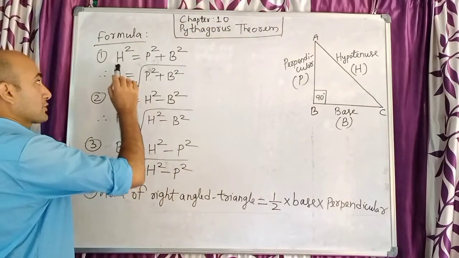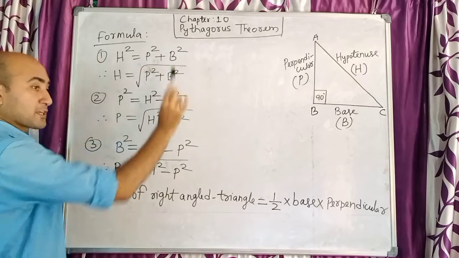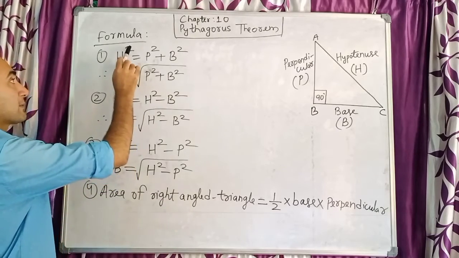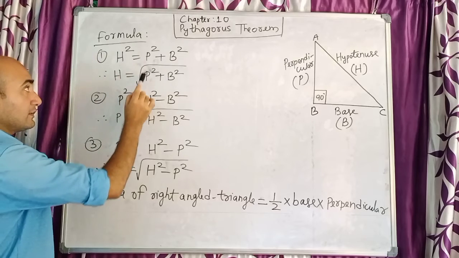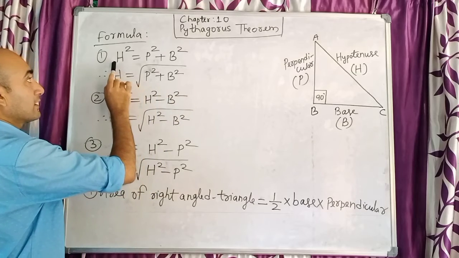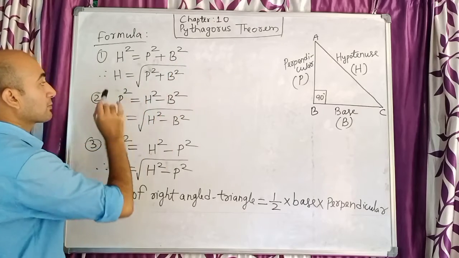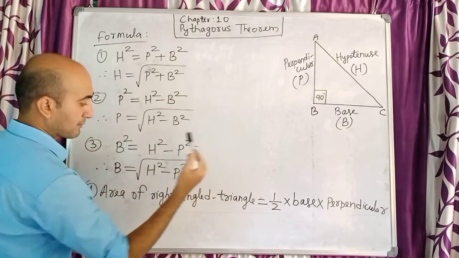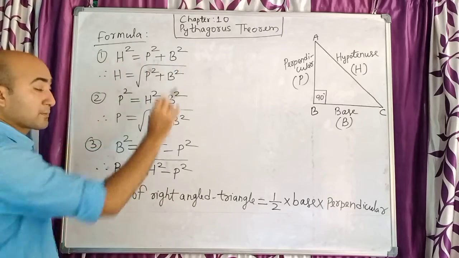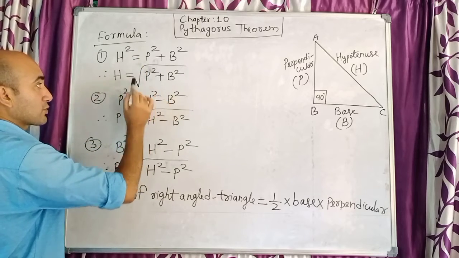Suppose I have to find hypotenuse, then my formula will be h square equals p square plus b square. But this square formula sometimes is not used. If I remove square from the left hand side, I will get root over on the right hand side. As per the demand of the question, we can use either this or this. But normally the root over one you have to remember more because it is more used. So h square equals p square plus b square, and if I remove square, my formula becomes root over p square plus b square.